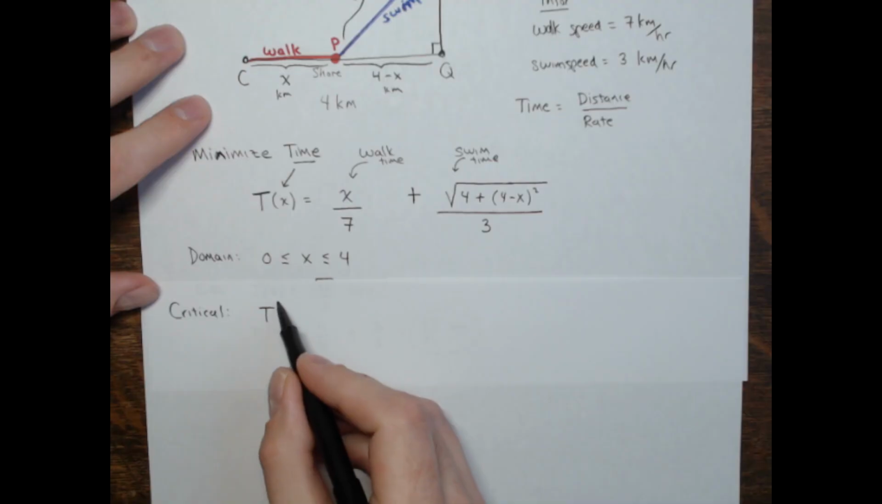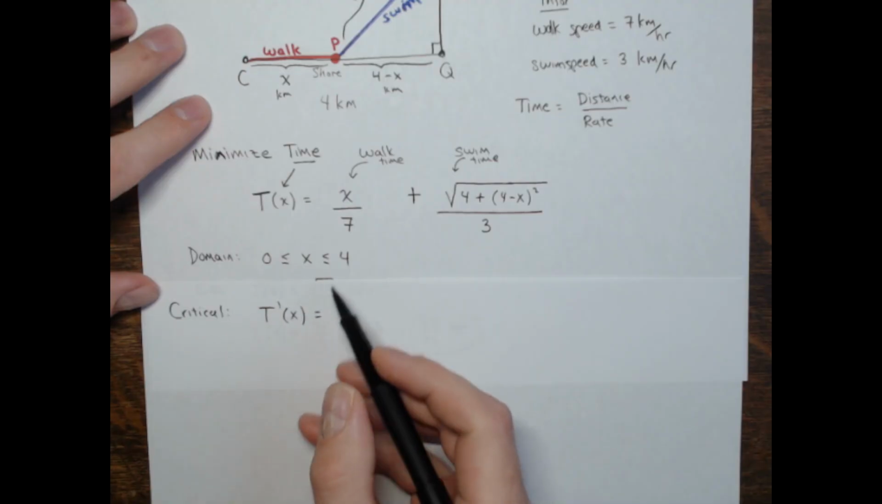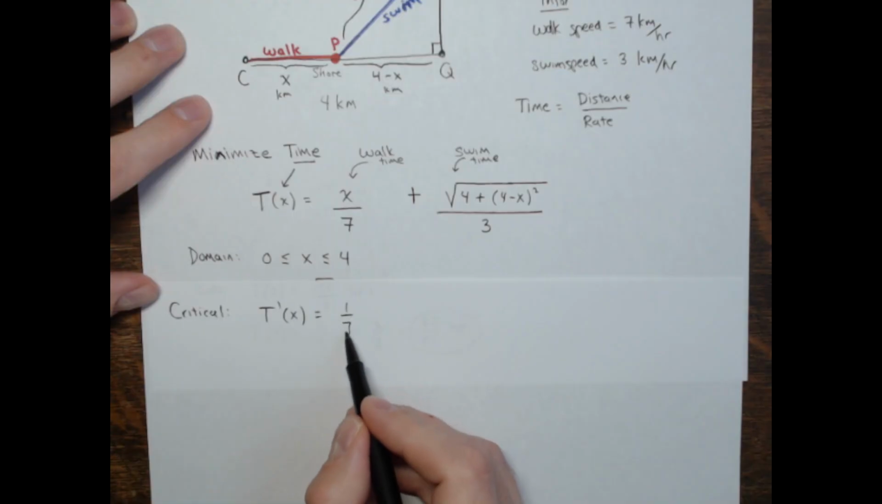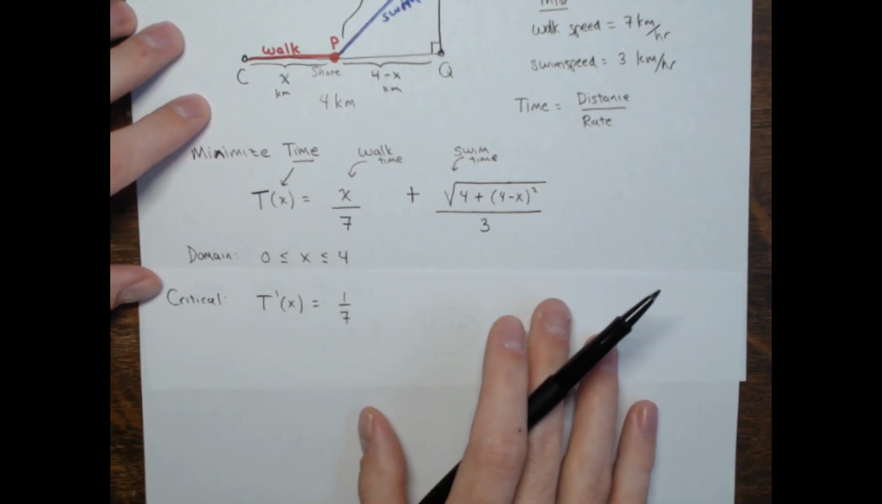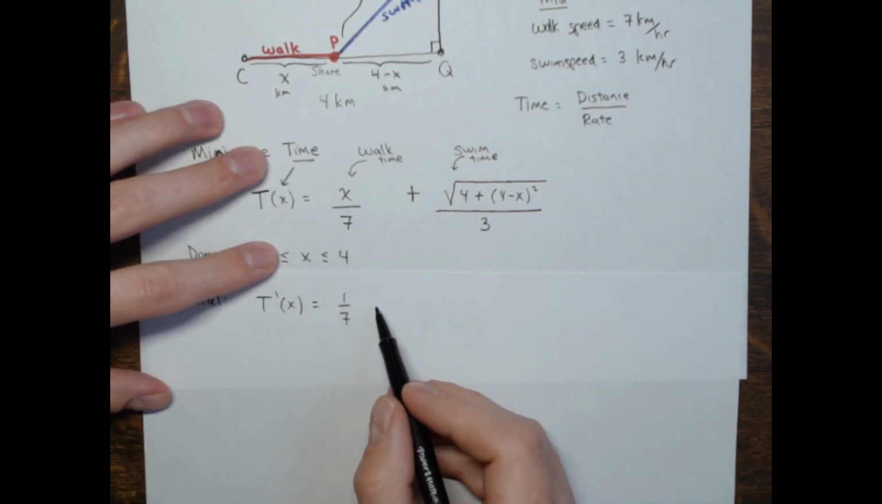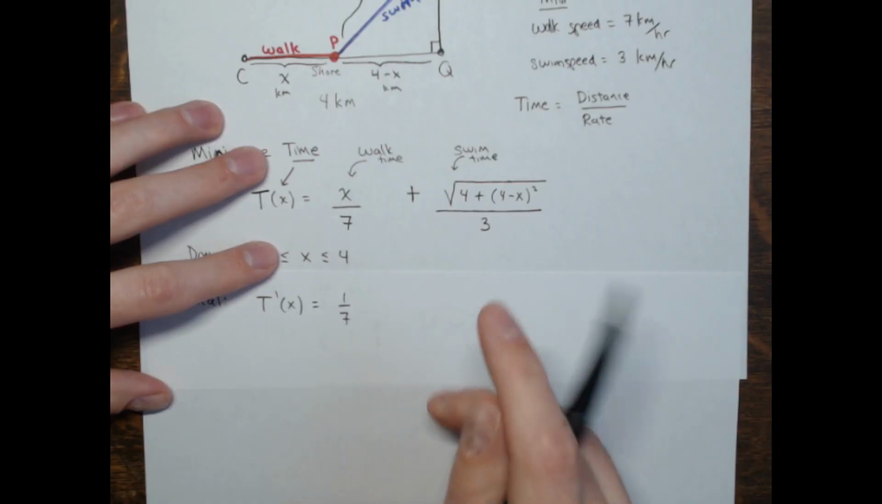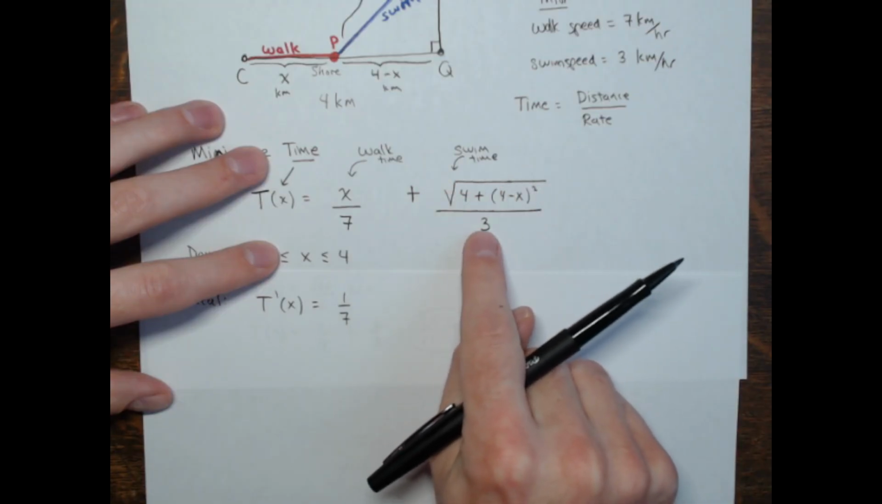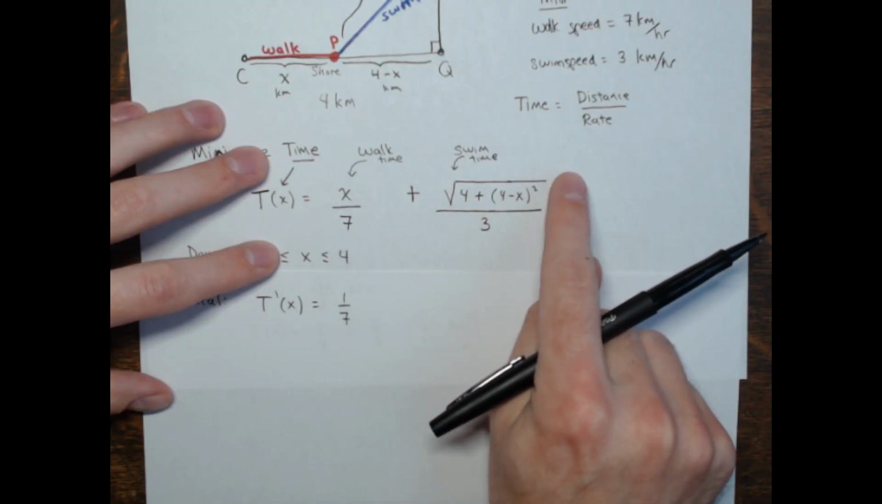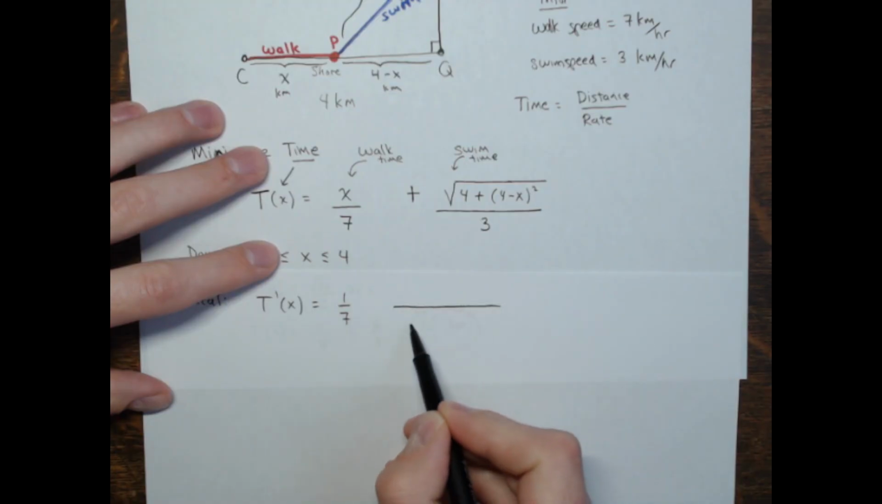So again, now I'm finding the derivative. The first term here is just 1/7, right? That's a linear x over 7, so it's 1/7. And then this, like the square roots before. Now if I take the derivative of this, again, it's going to be half, so I make this 1/6 times this to the negative half, which will put the root in the denominator.